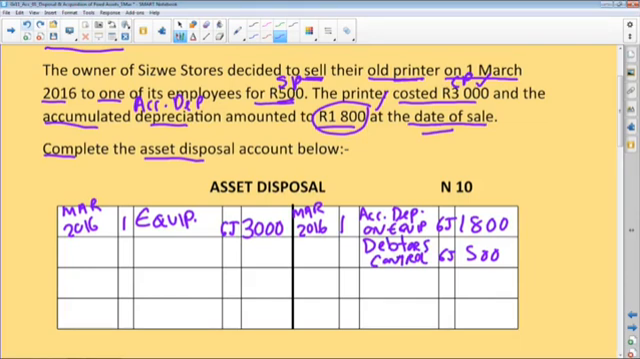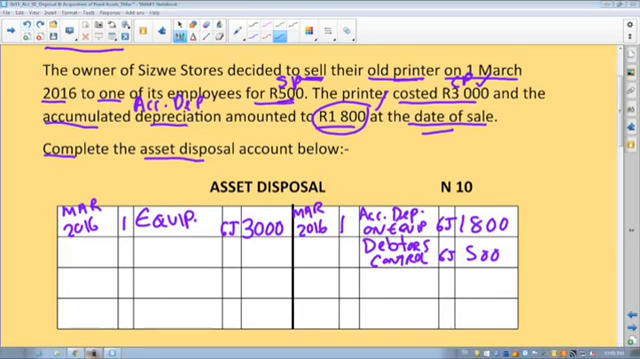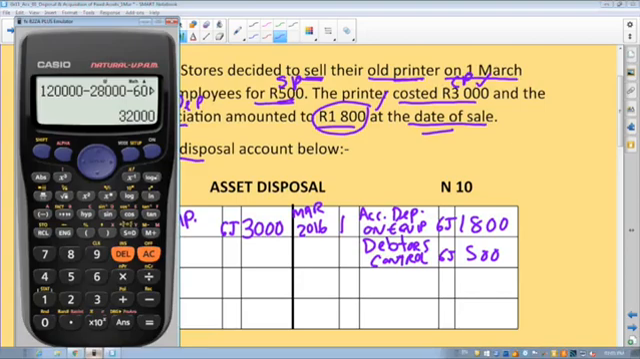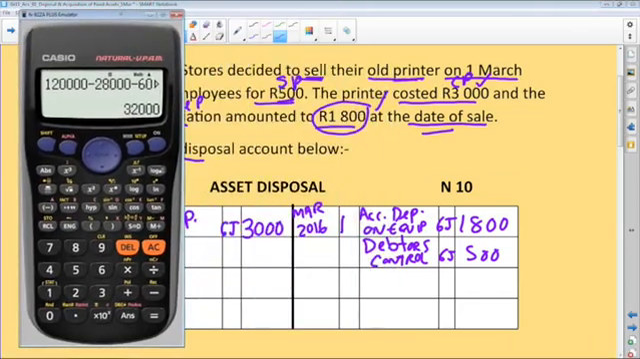Now that I've recorded my cost price, my accumulated depreciation and my selling price, I'm able to calculate whether we've made a profit or a loss on sale of asset. So let's get the calculator out. You guys should be very comfortable with this. My cost price, 3,000, minus accumulated depreciation, 1,800, and this printer is worth 1,200. Is that right? Yeah, it should be. So this printer is worth 1,200, but we sold the printer for 500 Rand.